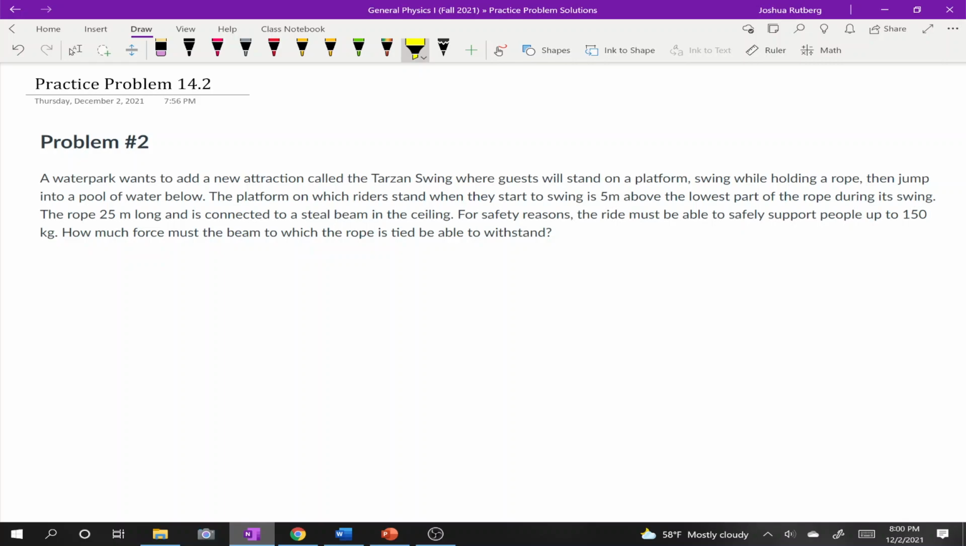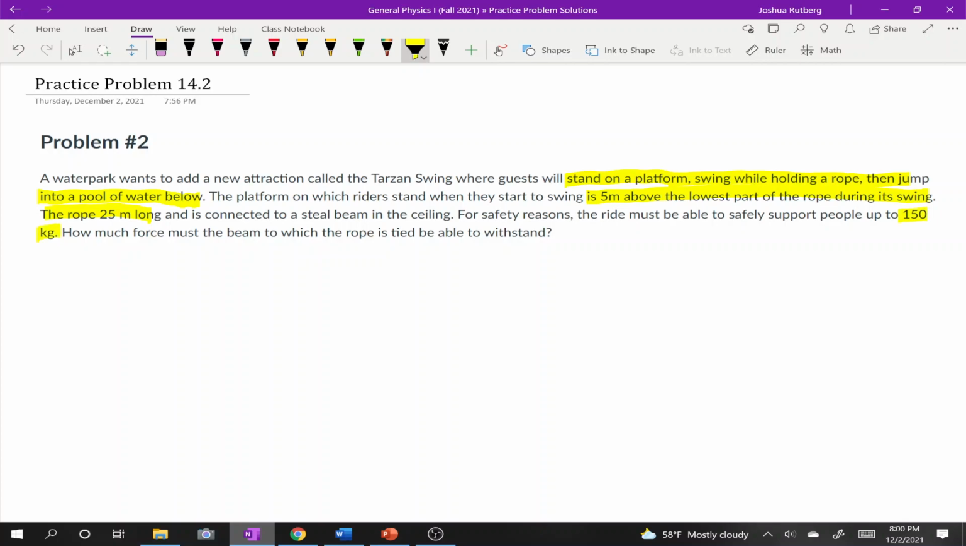So we are told that a water park wants to add a new attraction called the Tarzan Swing, where guests will stand on a platform, swing while holding a rope, then jump into a pool of water below. We're told that the platform on which the rider stands when they start to swing is 5 meters above the lowest part of the rope during its swing. The rope is 25 meters long and is connected to a steel beam in the ceiling. For safety reasons, the ride must be able to safely support people up to 150 kilograms.